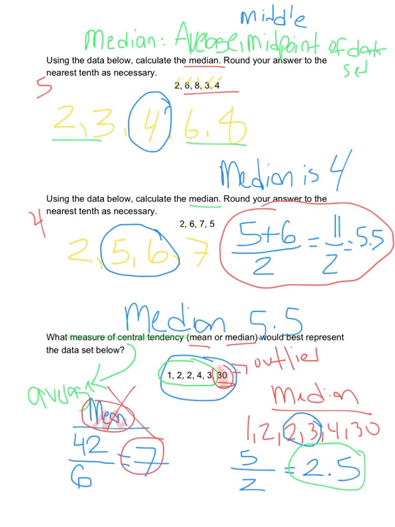So in a case like this, what would best represent the data set below? We would probably want to choose our median. That seems like a better representation of this data set. 2.5 is more reasonable than a 7. Once again, a 7 is a little high for this data set.